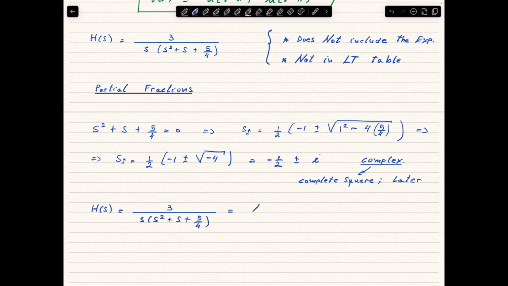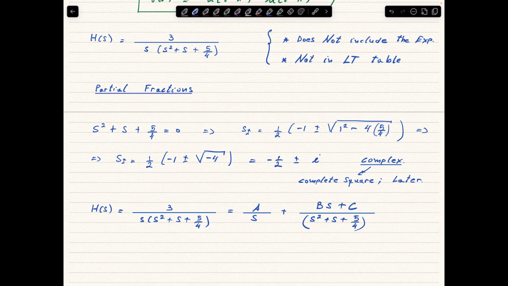is going to be one number divided by s, plus now we have a polynomial in the denominator. We have a polynomial of degree 2, s squared plus s plus 5/4. So in the numerator we need a polynomial of 1 degree less, so b s plus c. So this is the correct partial fraction decomposition.